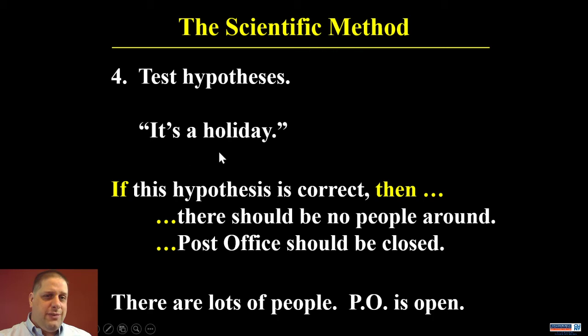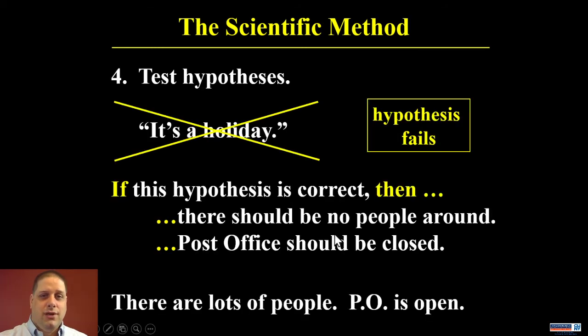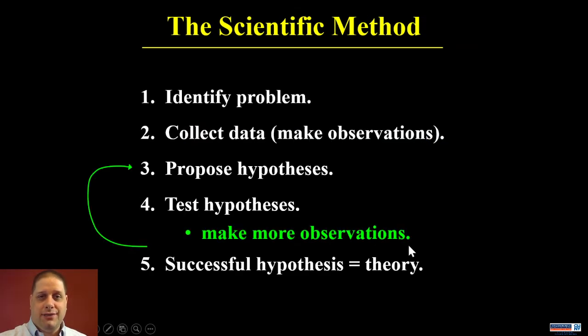Okay, so another hypothesis would be that it's a holiday, and therefore the bank is closed. So if this hypothesis is correct, then there should be no people around, and the post office should be closed, right? Maybe those are some reasonable assumptions. But there are lots of people, and the post office is open. So now we need to test our hypothesis, make some more observations, and feed back into this idea, the scientific method. So this hypothesis failed because the observations don't match what it predicted.